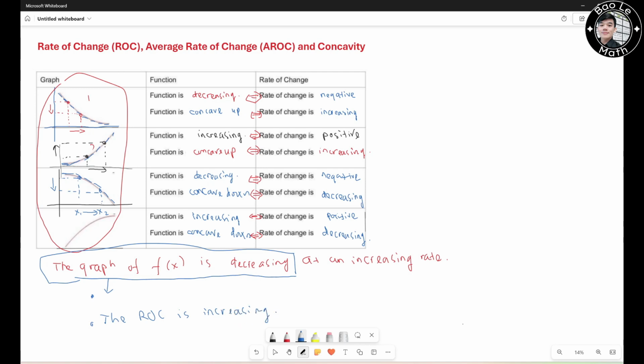Alright, so we look at the table right here. The graph of f is decreasing. So either the first one or the third one right here. Next one, the rate of change is increasing. So the rate of change is increasing, which means the function is concave up. So the answer must be the first one right here.